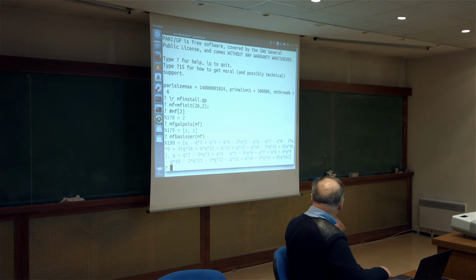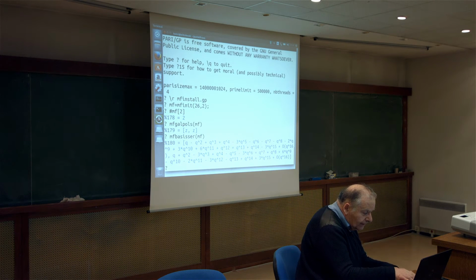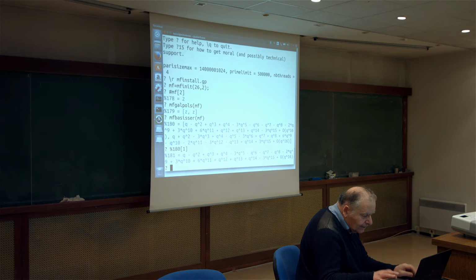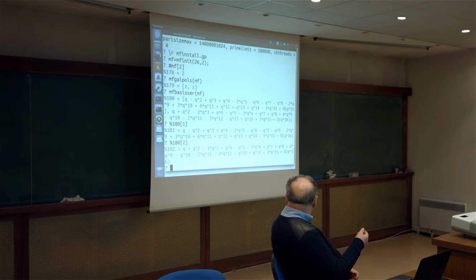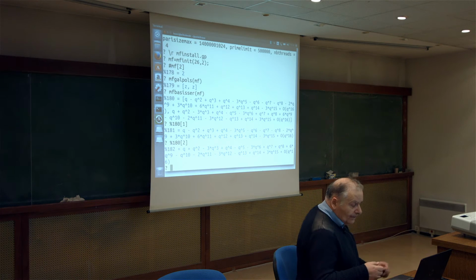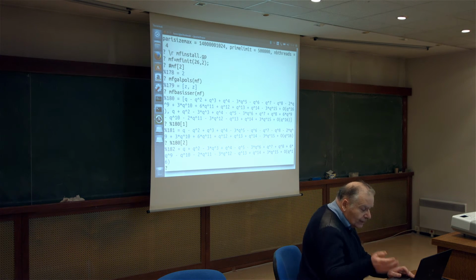And it gives you the two eigenforms generating the space. If you don't see them properly, here they are separately. Here's the first one, and here is the second one. So these are the two eigenforms of level 26, weight 2. I can, of course, do lots of operations on this.